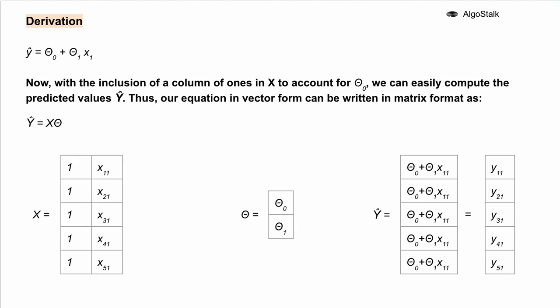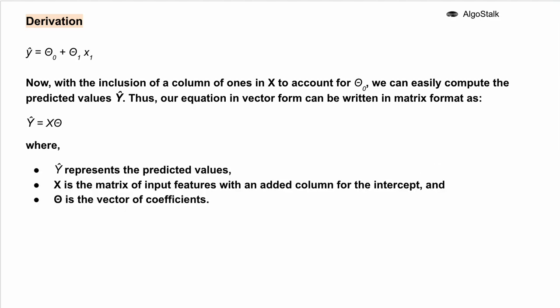Let's move on. Now that we have added a column of 1s to our matrix X to account for theta 0, we can easily compute our predicted values y hat. In matrix form, our equation looks like this: y hat equals X theta. This matrix format simplifies our calculations and keeps everything neat and organized. It's like putting all the pieces together to get our predictions in a smooth and efficient manner.